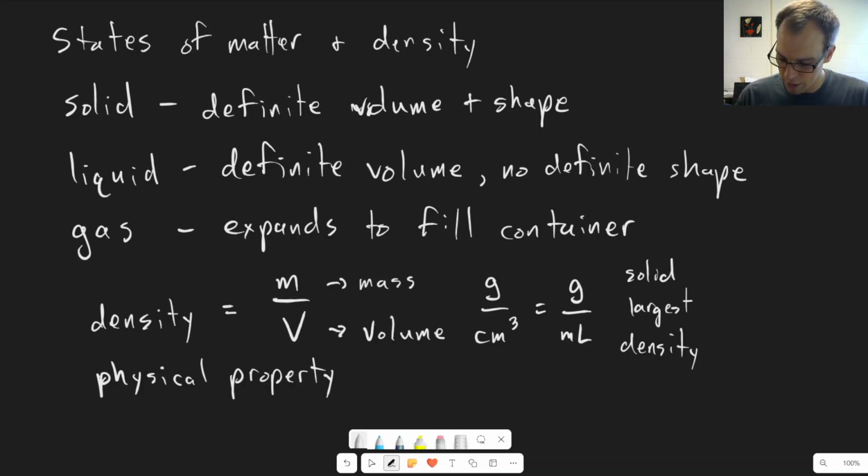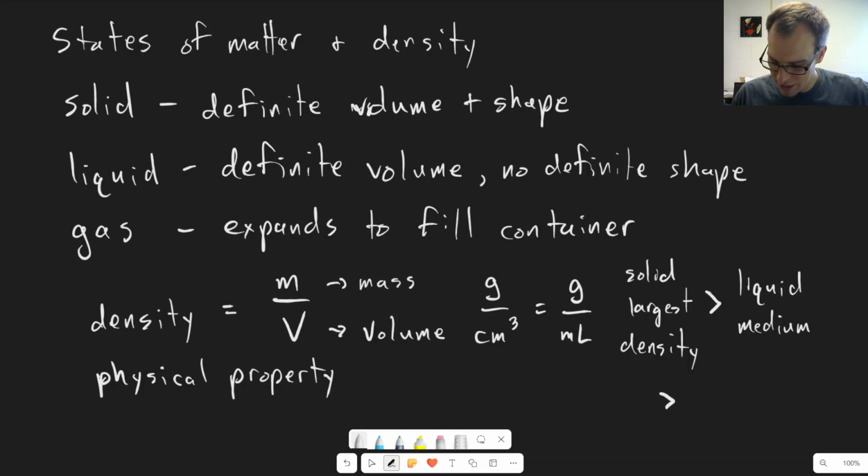A liquid will be in the middle, though much closer to the solid than to the gas. And in some cases, water specifically, the solid actually has a lower density than the liquid. Water is a little bit weird that way, and we'll get into why that is eventually.